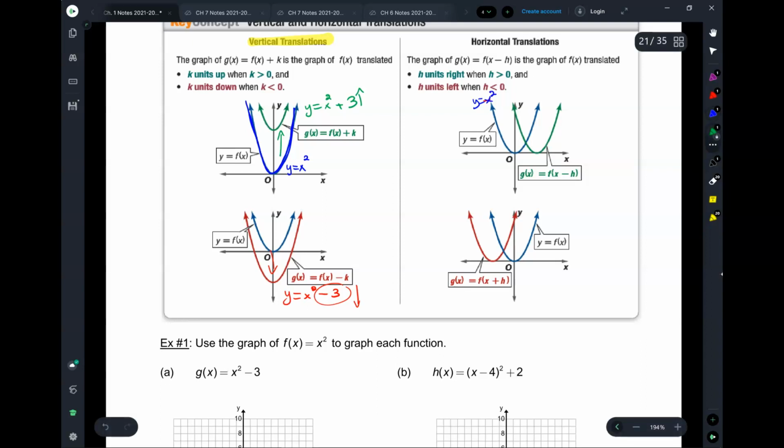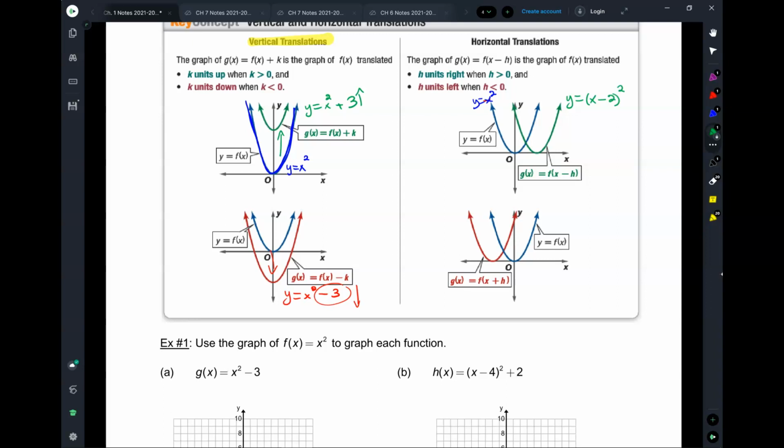The blue one. The green one, look, it's y equals (x minus 2) squared. So now you have a plus or minus inside the parentheses along with the x. So this one, the change is happening to the x, so it moves right or left. This one was outside the x, so the change was happening to the y.